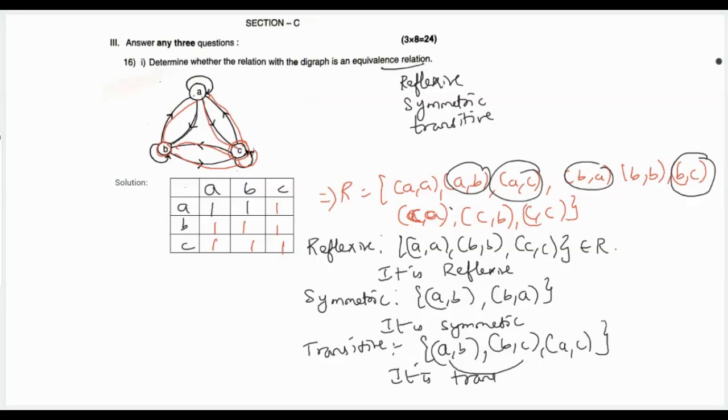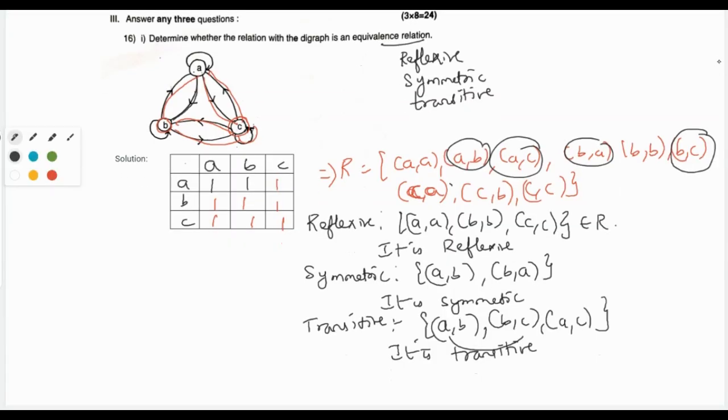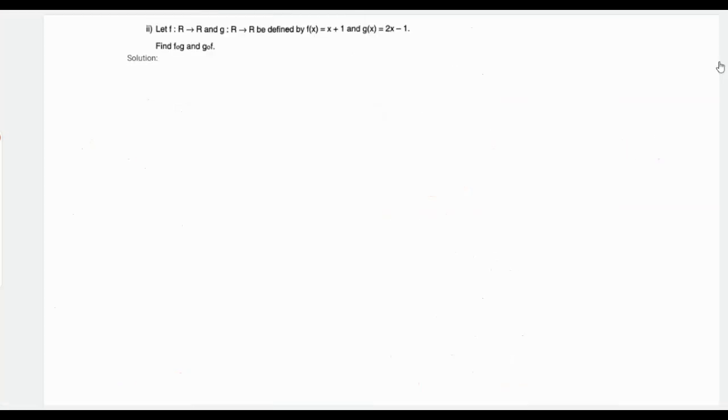If the relation is proving all the three properties, then therefore it is an equivalence relation, because it is satisfying all three properties. Equivalence relation. So yeah, next one, moving on with the next question.